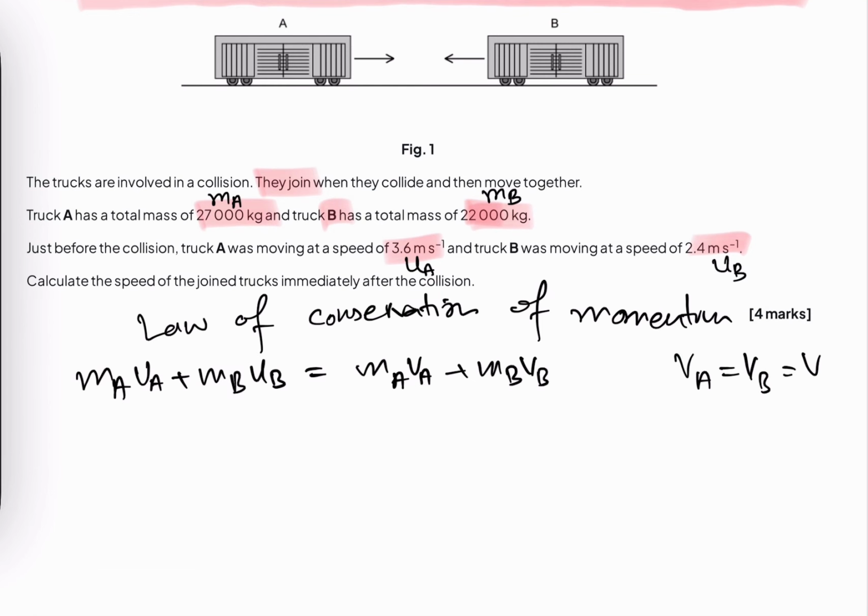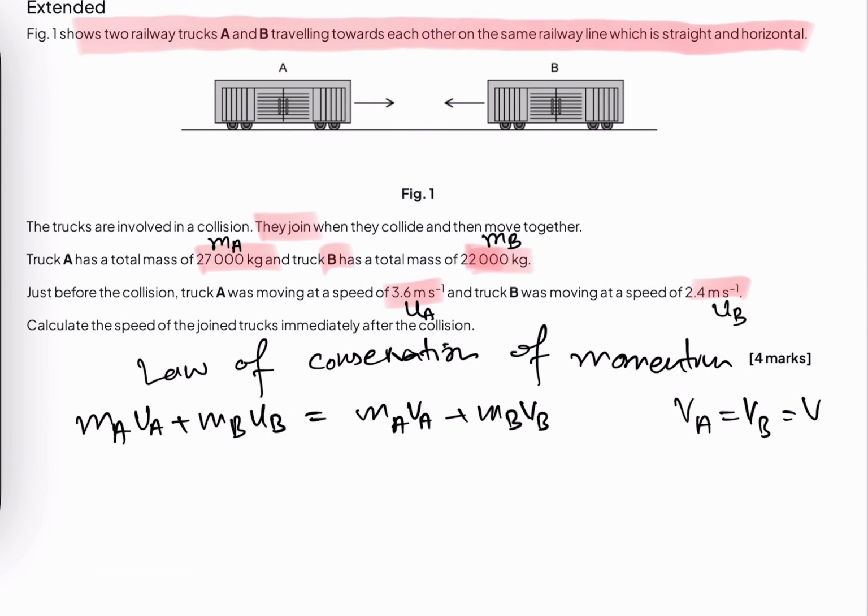Okay, there is another trick. If you see, the truck A is moving toward the right side and B is moving toward the left side. So if one of the initial velocities is positive, the initial velocity of B will be taken as negative. Because they are in opposite directions, and momentum is a vector quantity, whenever the directions are opposite, the sign will be reversed.